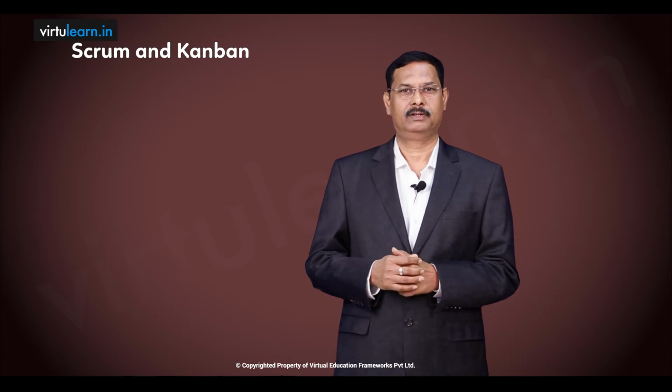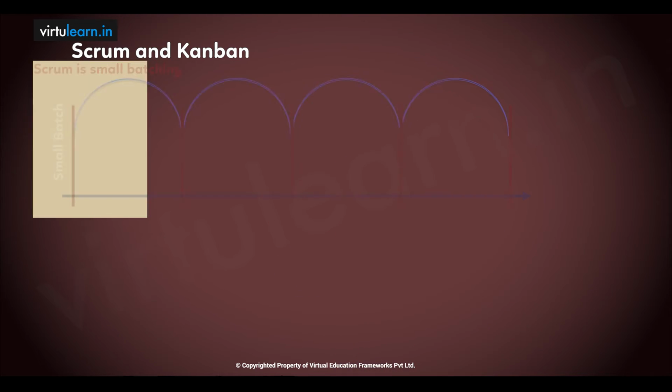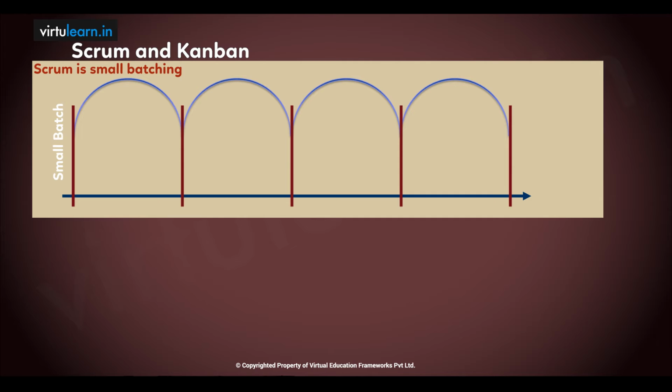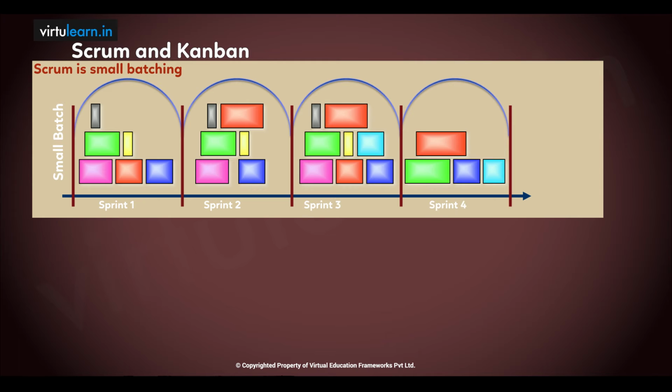Now let's compare the two popular flavors of Agile, Scrum and Kanban. Like what we saw earlier, Scrum is small batch processing. Sprint 1, we pick some items, Sprint 2, Sprint 3, Sprint 4.